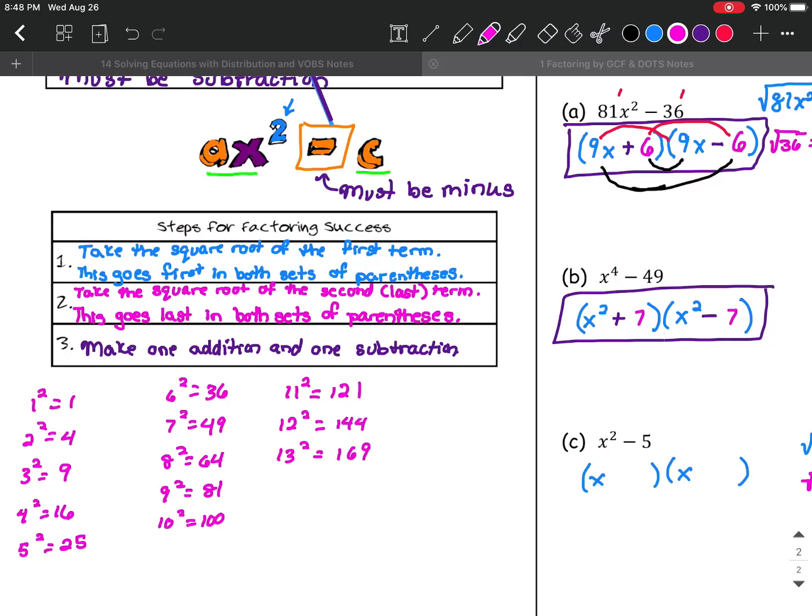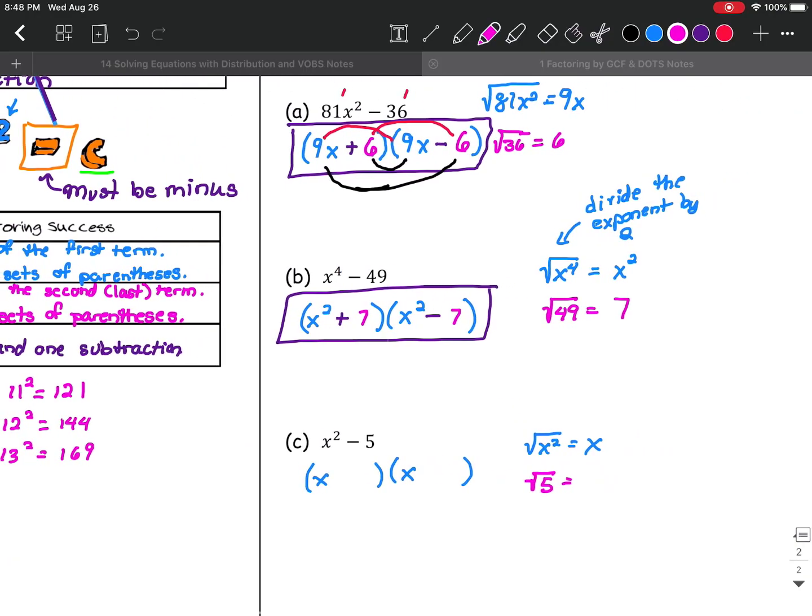Okay, those are the perfect squares. Now notice 5 is not in that list. It's somewhere in between this 4 and this 9. Okay, it's not a perfect square. The square root of 5 is the square root of 5. We would put radical 5 and radical 5. Remember when I warned you, I didn't say this had to be the difference of two perfect squares. You don't have to know the square root. The square root of 5 is radical 5.